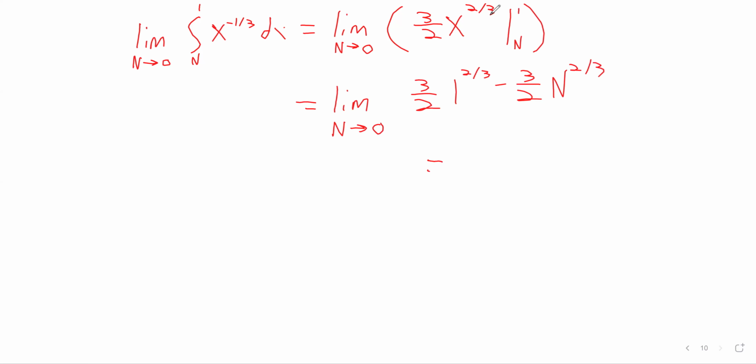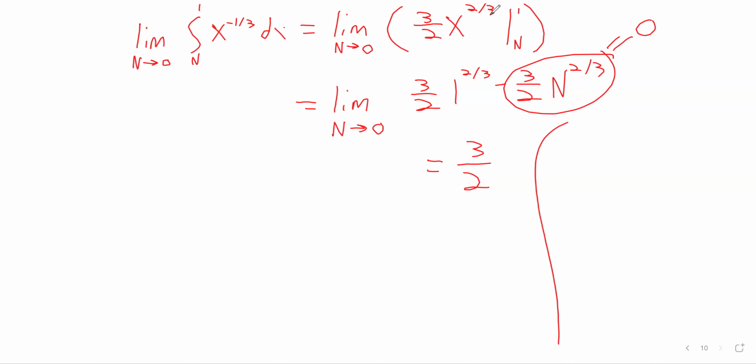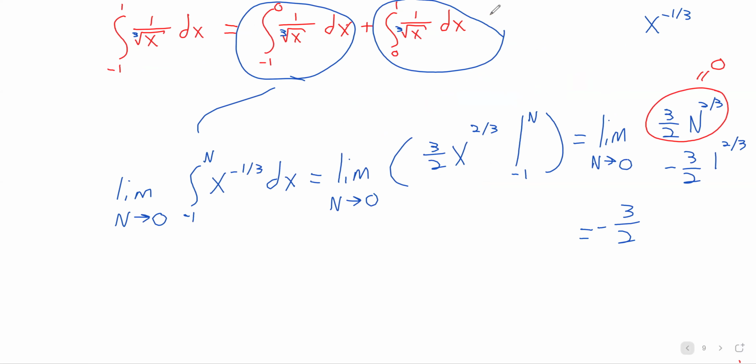And now as n approaches 0, there isn't any bother. Everything's continuous. As long as it's not giving us division by 0 errors, we can just stick 0 in there. We get positive 3/2. And as for the integral we started with, well, it's 0.